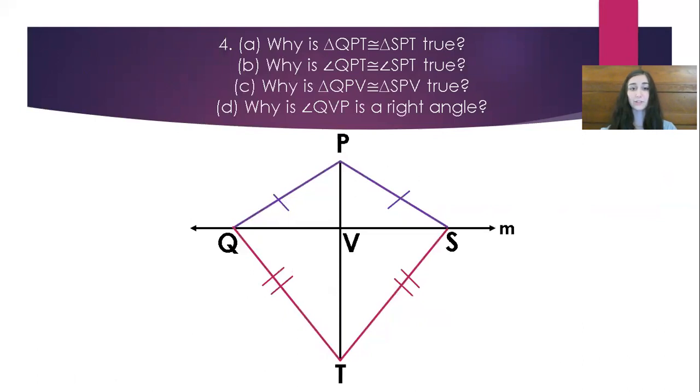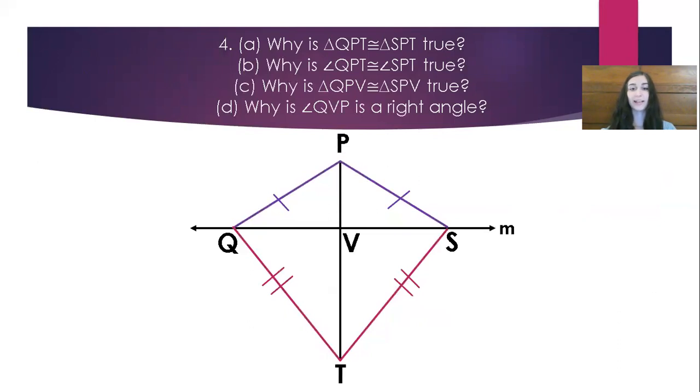Now it asks, why is triangle QPV congruent to triangle SPV? Well, this is kind of the same concept. We already know that these two lines are the same measurements because they're congruent. They share this line right here, so we know that's going to be the same. And this line right here is met in the middle of these two congruent lines. So that's how we know that these two triangles right here, since this line is in the base of them, that's how we know that those two triangles are congruent as well.